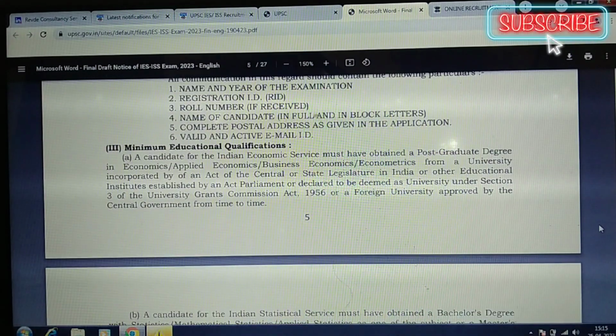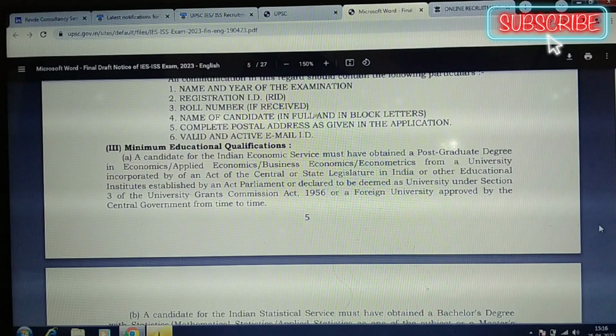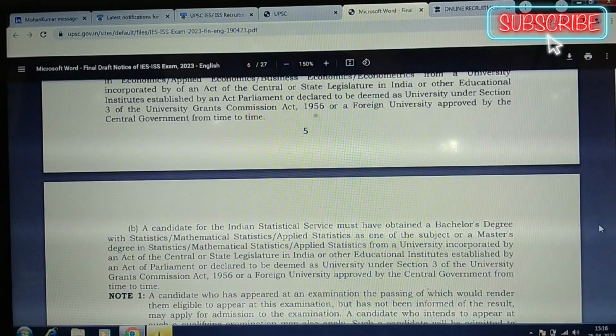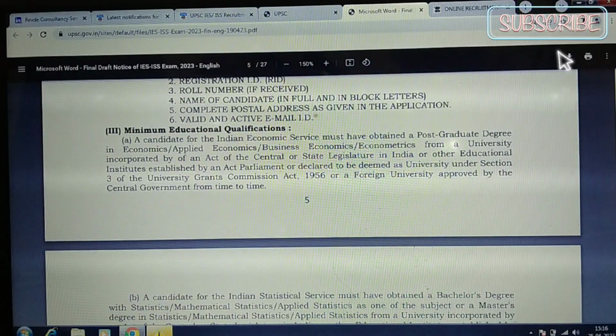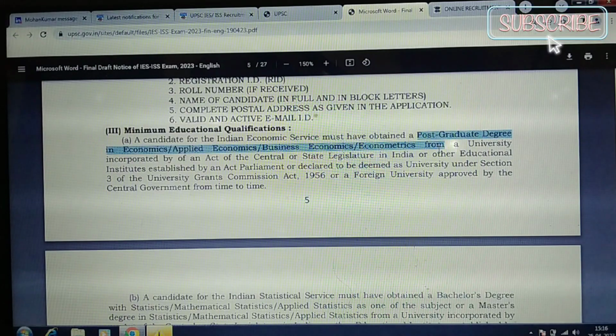Minimum educational qualification. Especially, a candidate for the Indian Economic Service must have obtained a postgraduate degree in economics or applied economics or business economics or econometrics from a university incorporated by an act of the central or state legislature in India or other educational institutes established by an act of parliament declared to be deemed as university under section 3 of the University Grants Commission Act 1956 or a foreign university approved by the central government from time to time. So the candidate must have completed post graduation in these subjects only.